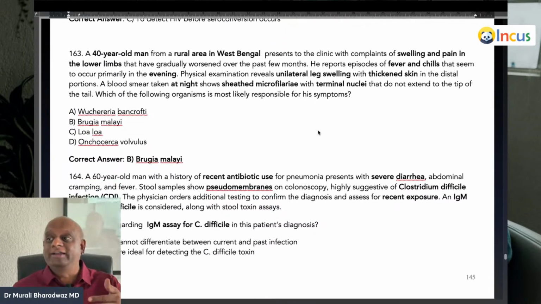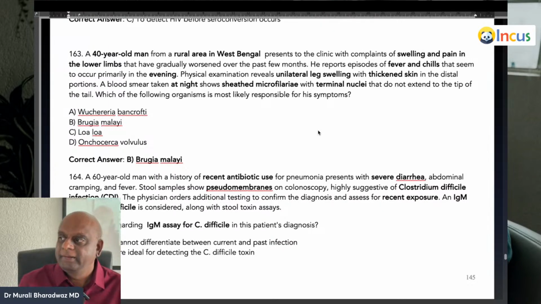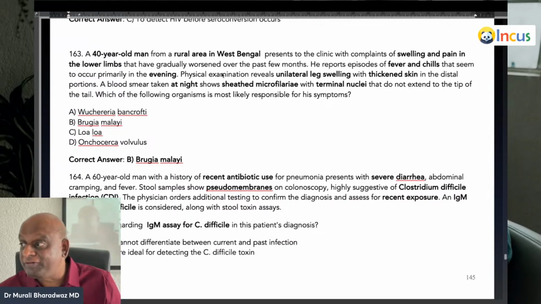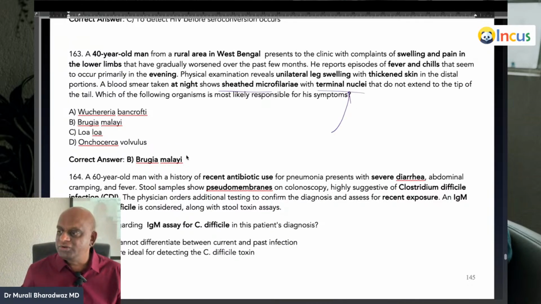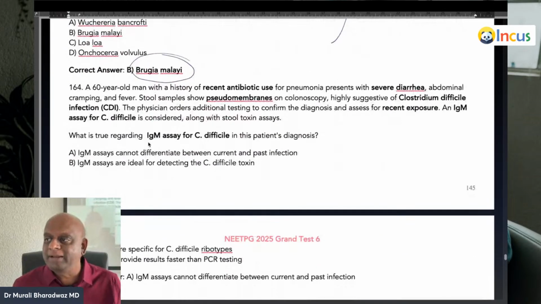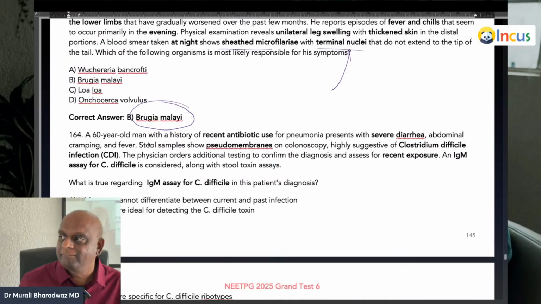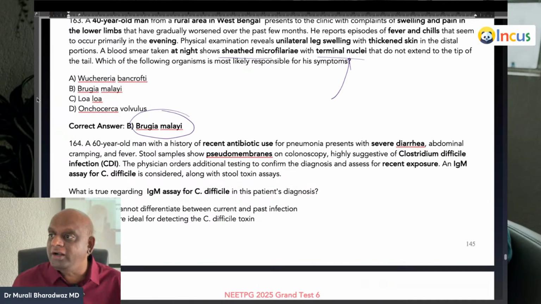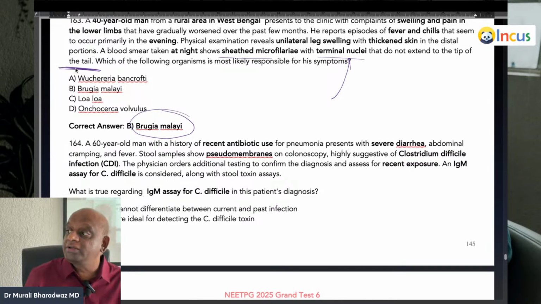So 40-year-old rural area of West Bengal, sheathed microfilariae with terminal nuclei is the clue to say it is Brugia malayi. With terminal nuclei that do not extend to the tip of, that do not extend, terminal nuclei aithe extend kavali kada antara.